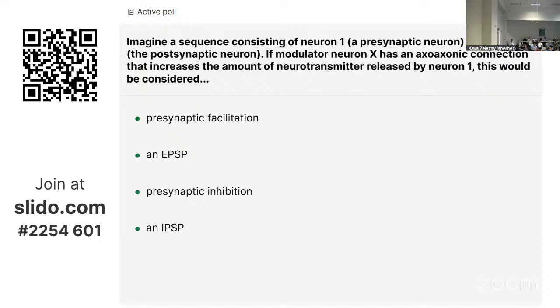So let's have a written example of one. We're going to imagine a sequence consists of one presynaptic neuron, numbered neuron 1, one postsynaptic neuron, numbered neuron number 2. We're going to be thinking that modulator neuron X here, with an axo-axonic connection, is going to increase how much neurotransmitter neuron 1 releases.